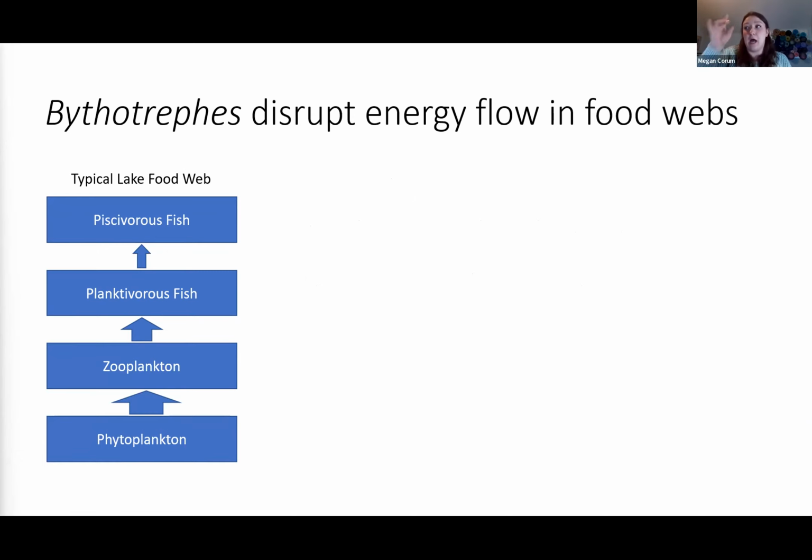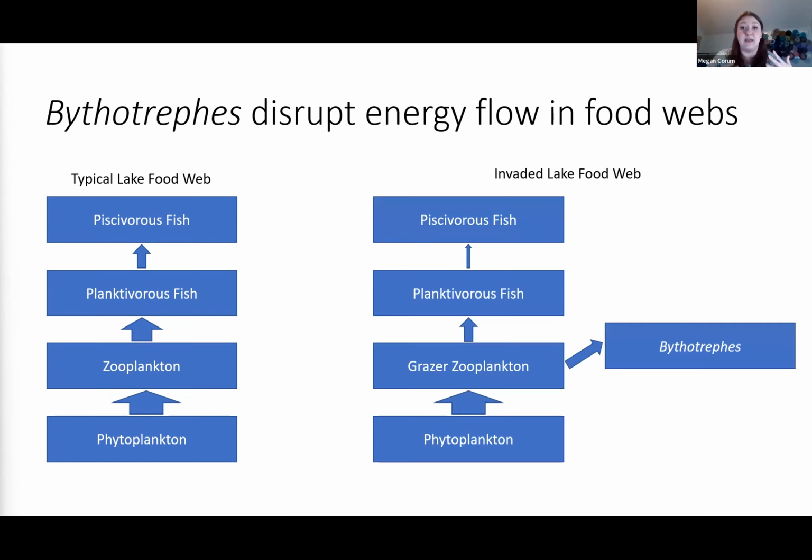So in a typical food web, we have this lovely flow of energy from phytoplankton, our primary producers, through zooplankton, through fish that eat plankton, up to our fish that eat fish, our piscivorous fish. However, when Bythotrephes comes in, it eats everything it can get its little mandibles on. They are voracious consumers, and they will eat basically more than the standing stock of these prey species of zooplankton, so that they're depleting the stock.